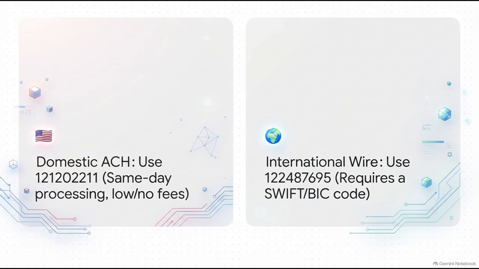But, and this is a big but, you absolutely must switch to the routing number 122-487695 if you are receiving an international wire transfer. And remember, international wires also require a SWIFT or BIC code to cross borders, so you're going to need both of those ready to go.